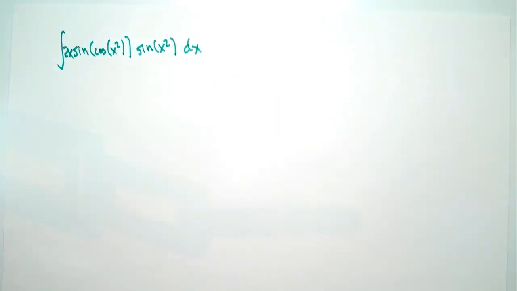All right, suppose you had the integral of 2x sine of cosine of x squared times sine of x squared dx. Well, this is not one of our eight, which is probably not surprising. By the way, I keep using the phrase "one of our eight" as if everybody knows what that means.